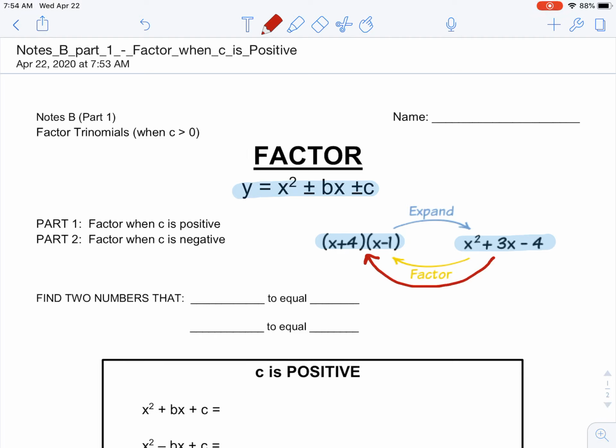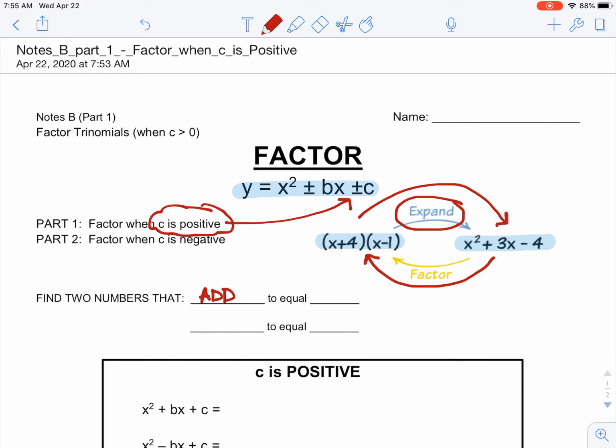Now, what we've already learned is how to expand. So we know how to take x plus 4 times x minus 1 and turn it into standard form. But now we're going to learn the opposite. So for part 1 of the notes today, we are going to work with when c is positive. So when the c value in standard form is positive, we are going to look to find two numbers that are going to add to equal b and that multiply to equal c.